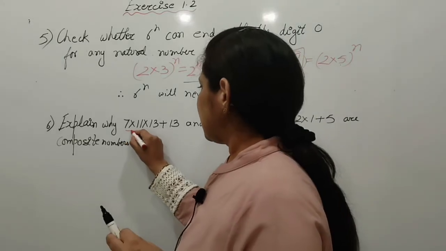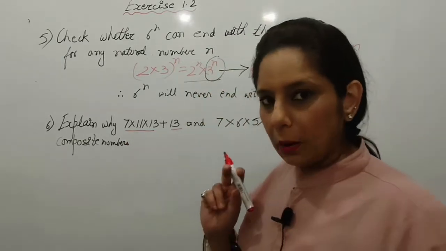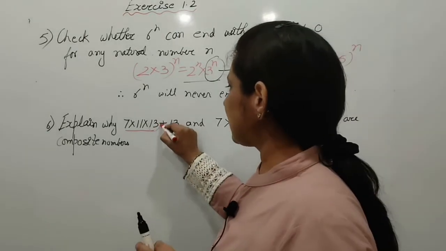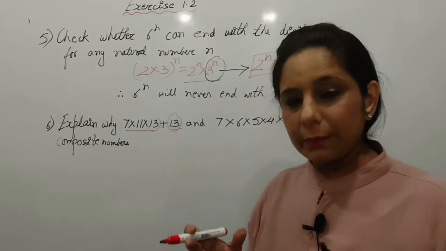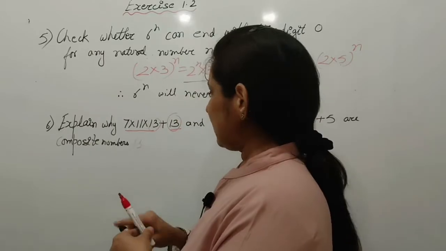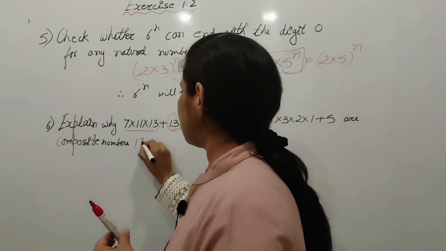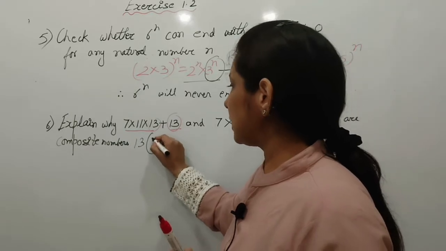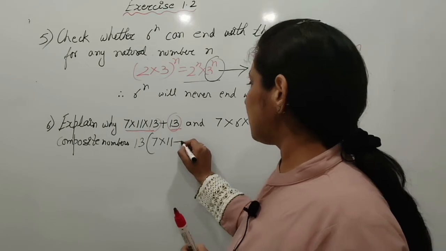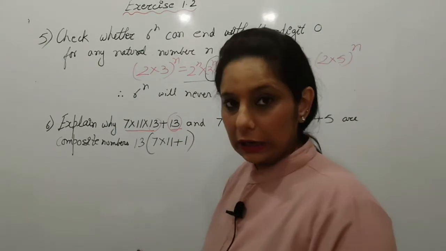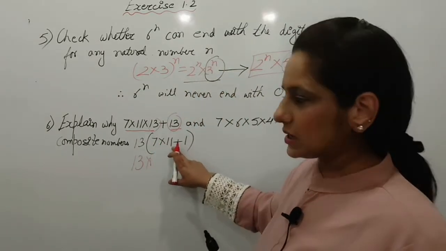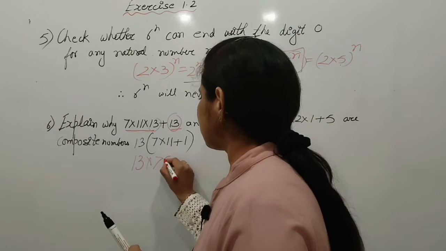So let us start. Do you see something common in these two? 7 into 11 into 13 and here is 13. So obviously everybody can see that 13 is common. So here we will take 13 common, and after taking 13 common, what will remain inside? 7 into 11, and from 13, when we have taken 13 common, what will remain? 1. So we are left with now 7 into 11 is 77, 77 plus 1 is 78.